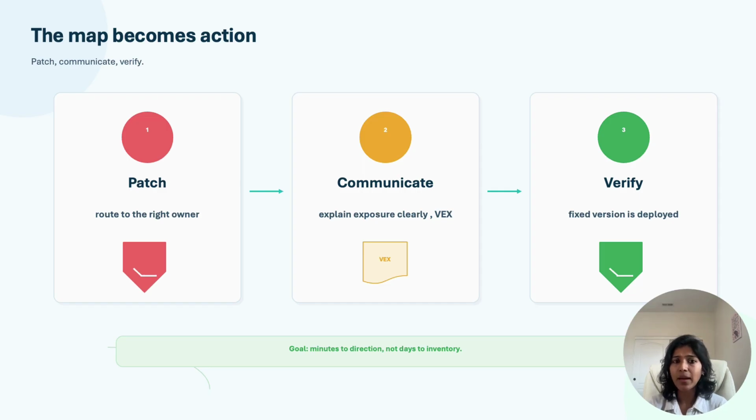Now, the deployment map can be made actionable in 3 different moves. How do we do that? We start with patch. Patching goes to the right service owner. And then the next step comes in communicating it. It could also include the VEX information, whether the component is affected, not affected, or mitigated. And then the final step is to verify. The verification step confirms if the fix is actually running, not merely merged to a repository.